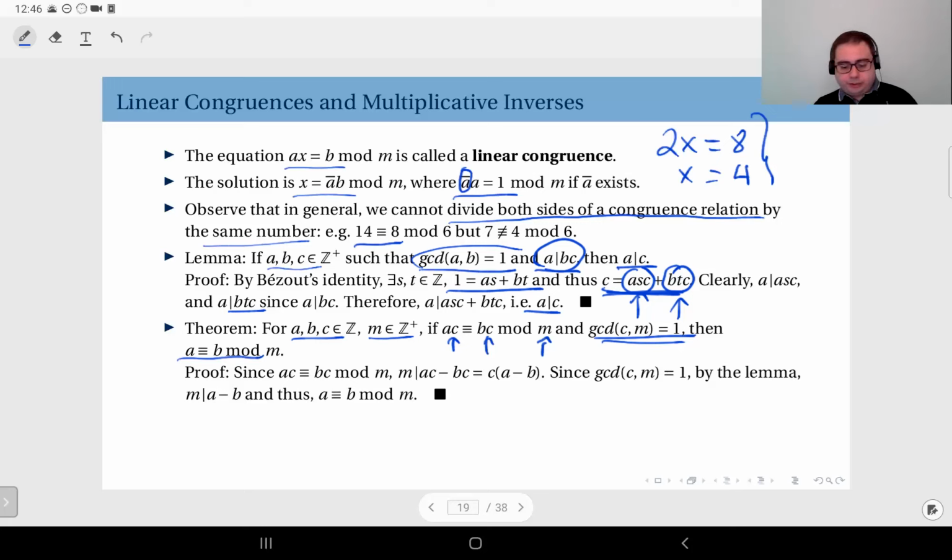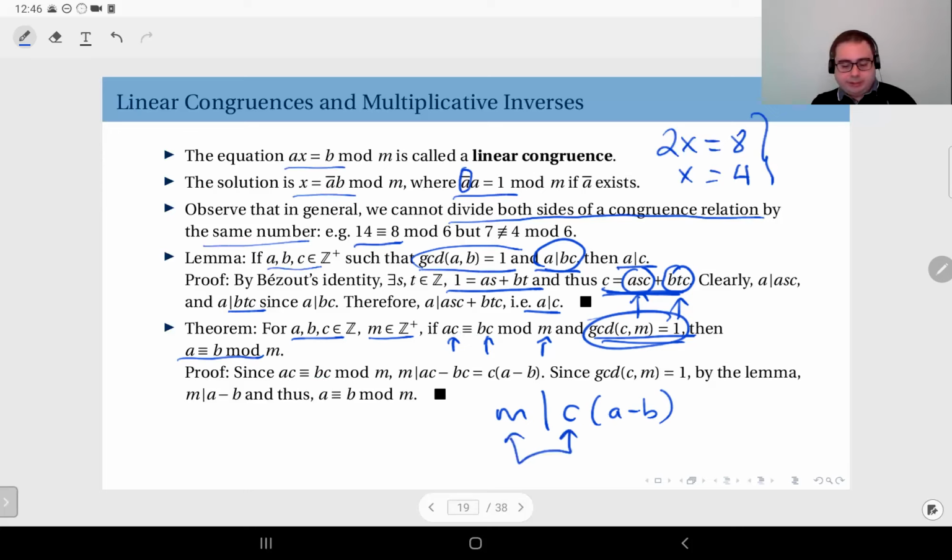And you can write a congruent to b modulo m in this case. Here is the proof. It's quite simple. a times c is congruent to b times c modulo m. This means m divides ac minus bc, which is equal to c times a minus b. Now I have m divides c times a minus b, but I know that c and m are relatively prime, okay?